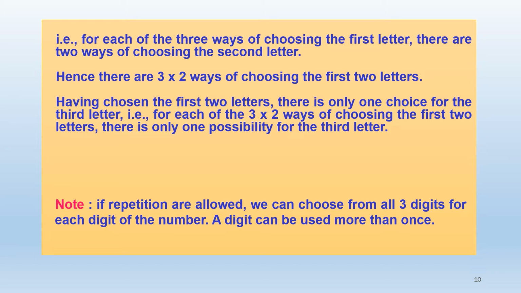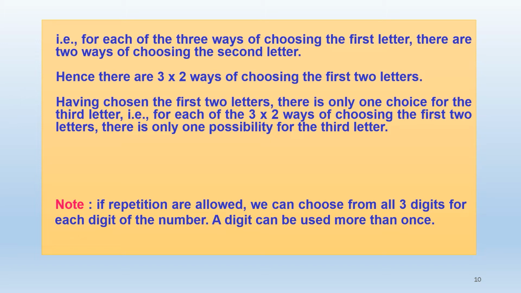If repetition is allowed, kalau pengulangan dibenarkan, we can choose from all 3 digits for each digit of the number. Ataupun we can choose all the 3 alphabets, 3 letters tadi for each digit. Okay, for each letter, a digit can be used more than once. Ataupun letter tadi tu kita boleh guna lebih daripada sekali. That one if repetition is allowed.